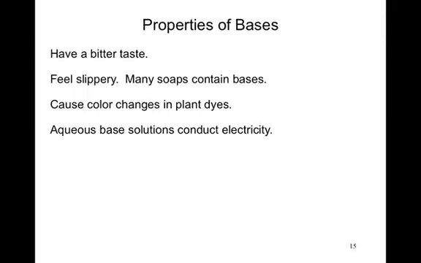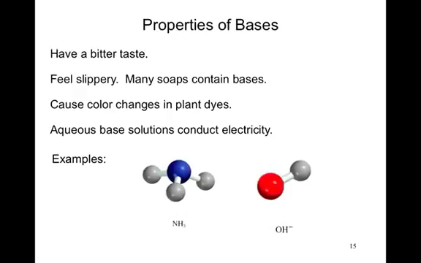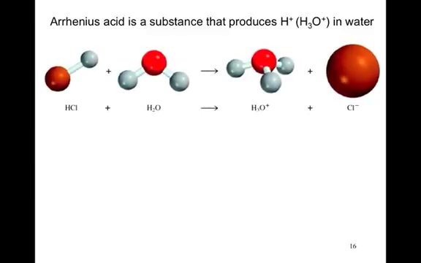Its aqueous solutions also conduct electricity because, like we said before, all we really need are some charged ions or electrolytes. And if an acid gives up hydrogens, great, it'll conduct electricity. If a base gives up OH minus, great, it'll conduct electricity. So examples, NH3 would work as a base and OH minus would work as a base. Both of these have the capacity to combine with another hydrogen, and that's going to help them act like a base.